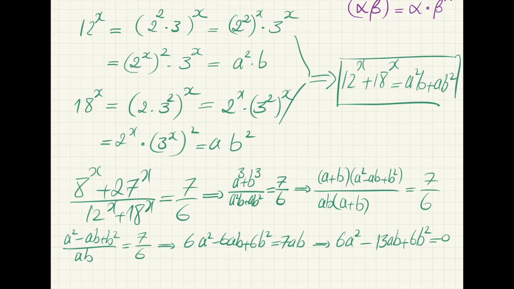Okay, but this can be actually factorized. So this can be factorized here. So how? If I want to factorize this, I would write it in this form. I would write it as 6a squared. Instead of 13ab, I would write 9ab minus 4ab. Yes, and then I will have 6b squared is equal to 0.